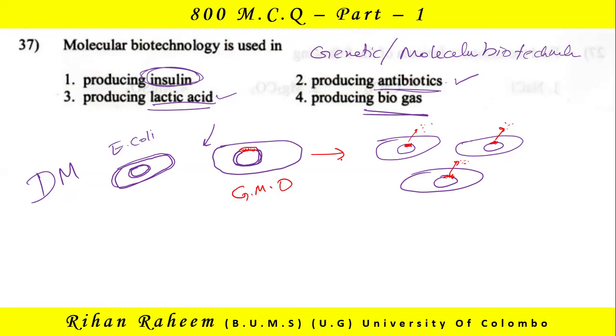Then what they do? They allow it to grow for 2 weeks, 3 weeks. Billions of bacteria will be grown, and each bacteria will be releasing few drops of insulin, tiny micro drops. Then they kill the bacteria and collect all these micro drops, and they can collect insulin. This is by modifying the microorganisms, especially bacteria, by using genetic or molecular biotechnology. They are producing insulin. This is there in the inheritance lesson. So this is the most suitable answer.